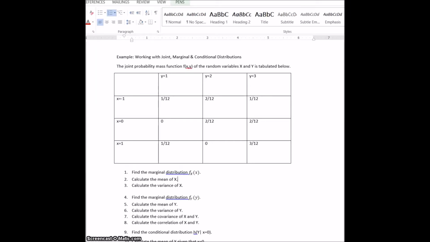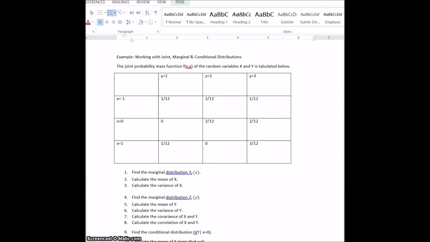Okay, this video is going to work with joint, marginal, and conditional distributions, also find means, variances of x and y, conditional means and variances, covariance, correlations. So hopefully this will clear up a lot of questions that people have about sections 4.2 and 4.3.